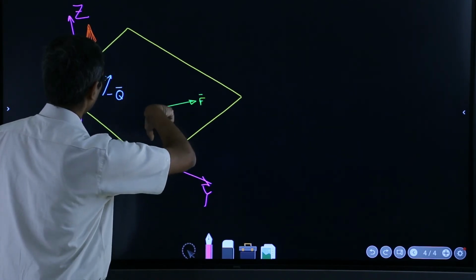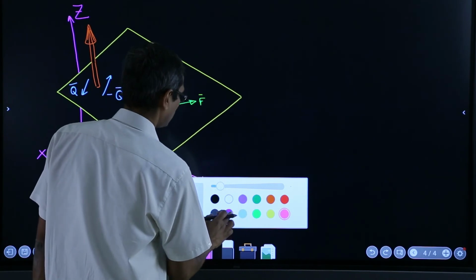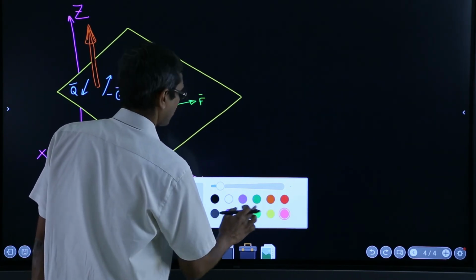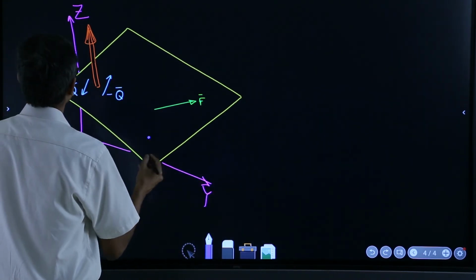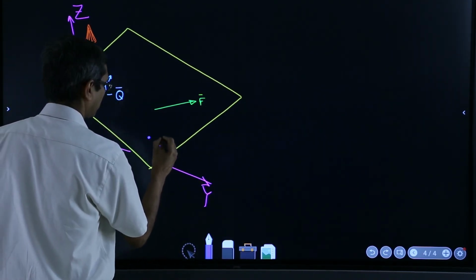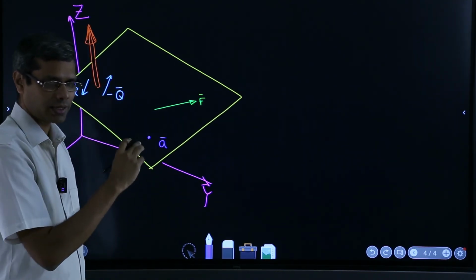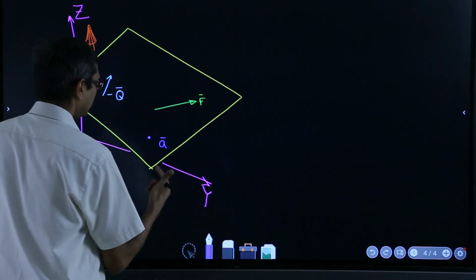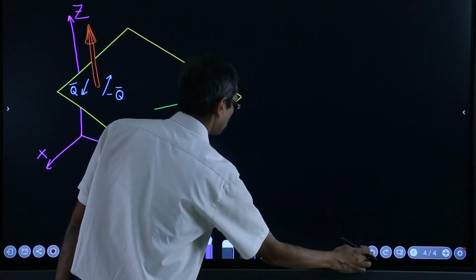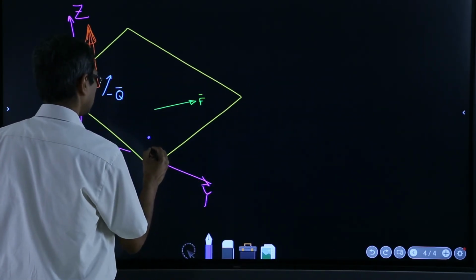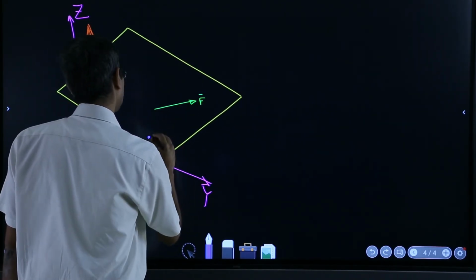So let's see, if I move this force to, say, this point here. So this point is, say, A. What I will do is follow the initial method so that you get acquainted with the idea. I'll just draw it here because I need some space there. Okay, now I'll just shift this here.